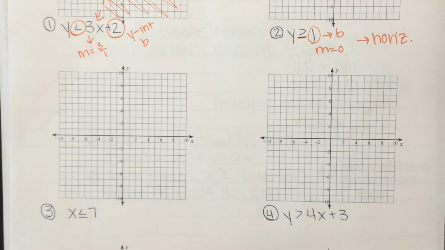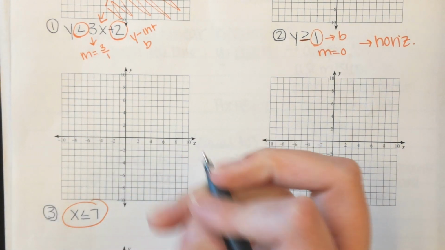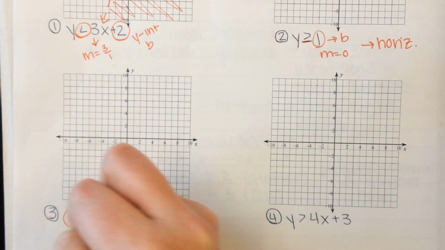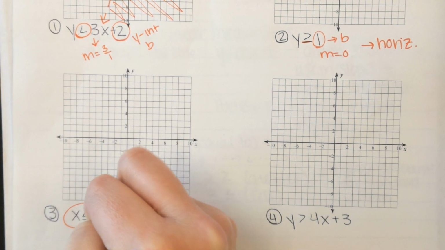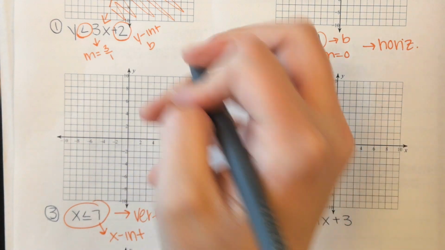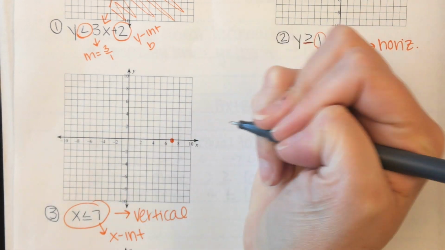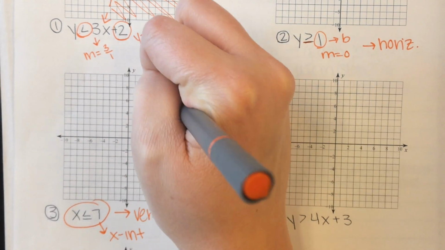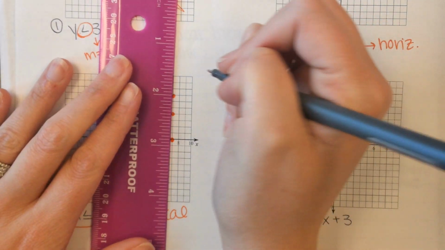Number 3 is a little bit different. Notice it's got an X that comes in front. So that means it's a vertical line. And that's your x-intercept. So we're going to go to 7 on the x-axis and plot a point. And it's going to be straight up and down. So I'm just going to make a couple dots to help me make my line straight.